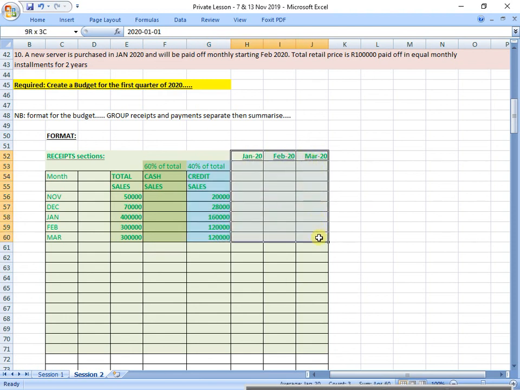Here, we're looking at the columns, January, February, and March. Remember, this is a cash budget. So I'm only going to look at cash flow. If I'm looking at receipts, I'm looking at inflow, not outflow. Does that make sense? So do I receive cash sales? Yes, I do. That's a receipt. How much would that be? 60% of this. Do you agree?